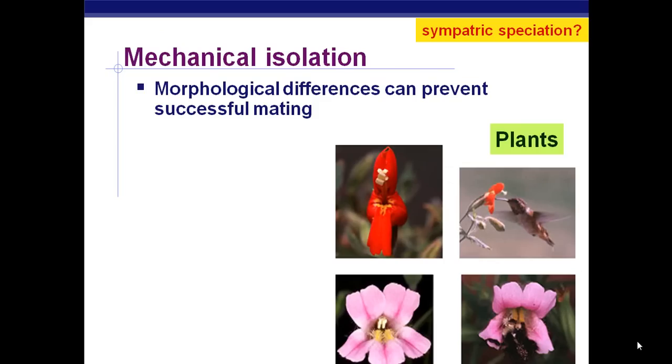Mechanical isolation. This may also be a form of sympatric speciation, where even though they live in the same area, their different structures keep them apart.